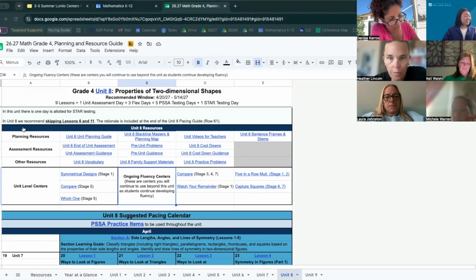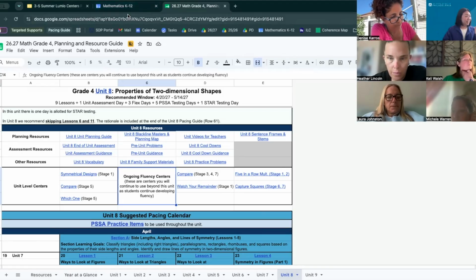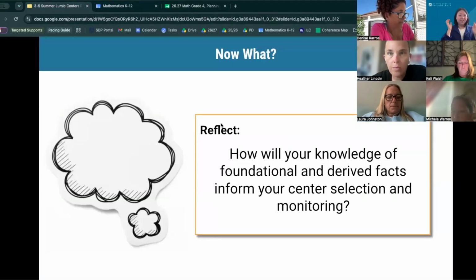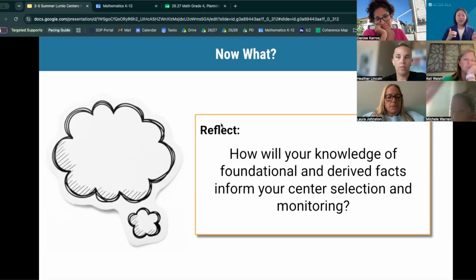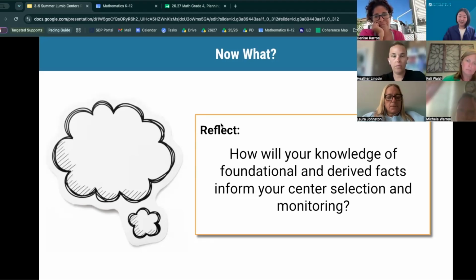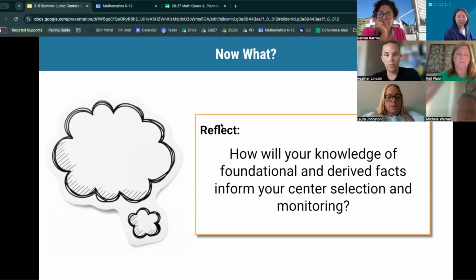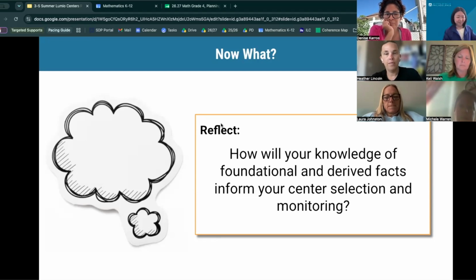I'm going to go ahead and end with the question I started with: how will this maybe new understanding or reinforcement of what you understood already about fluency help you when you're trying to select centers to assign to students and monitor? Just think about this to yourself. And then I'm going to ask you in the chat to go ahead and write down what thought comes to mind, but don't press enter yet.